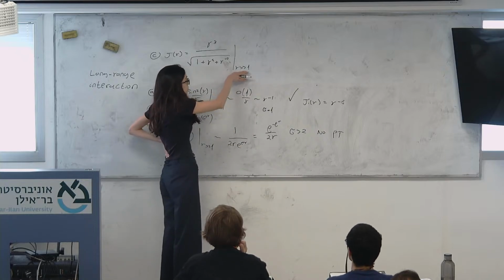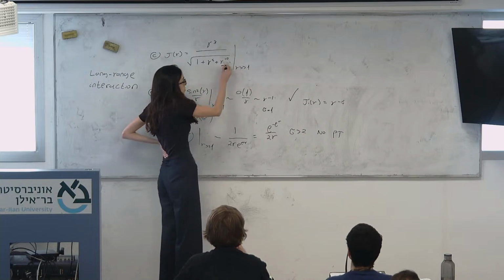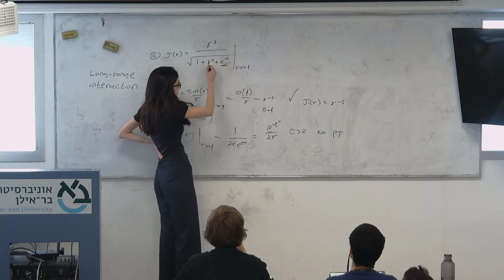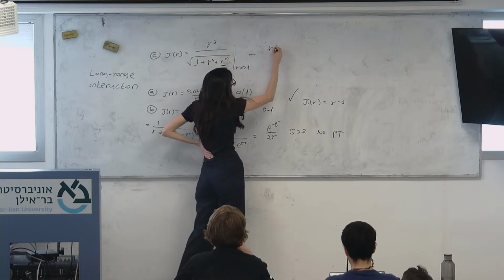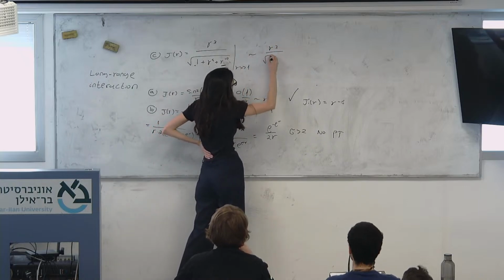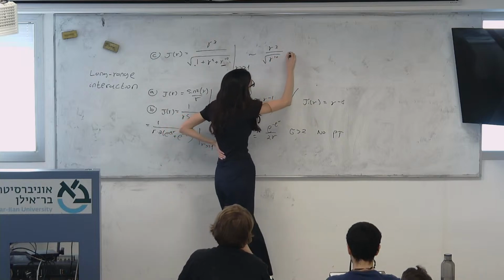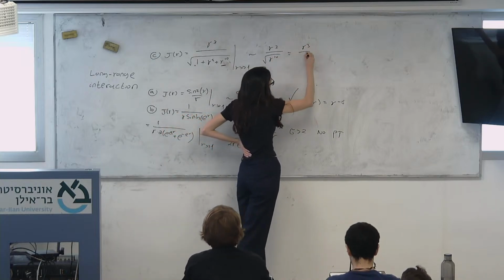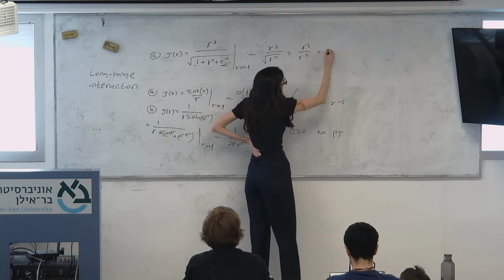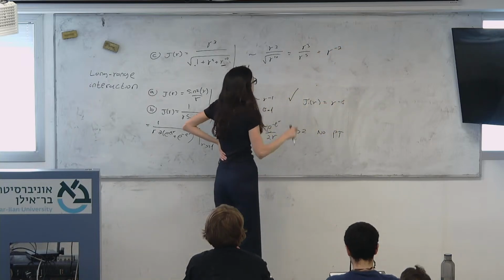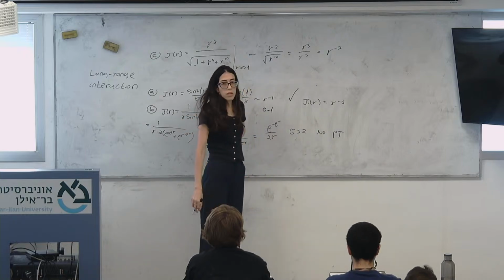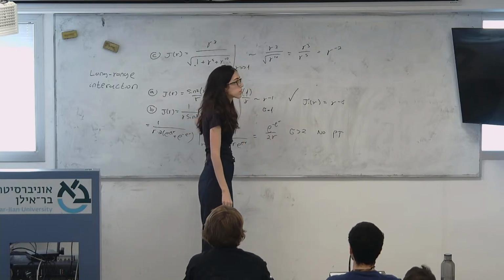Exactly. So if R is very large, this is going to dominate this one and this one. So this is going to be approximately R to the cube over the square root of R to the 10, R cubed over R to the 5, R to the minus 2. But it has minus 2 because there is another element in the square.